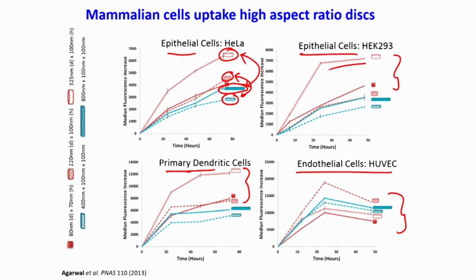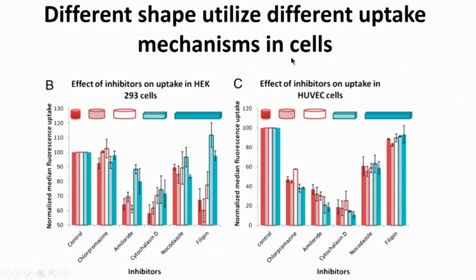So, not only will the shape help you to get more in the cell, it also makes it selective. So, let us say if you want to target epithelial cells, you may want to use the disc shaped particles, whereas if you want to target the endothelial cells, you may want to use some other sort of particles and not maybe disc shaped particles. So, this was a fascinating result.